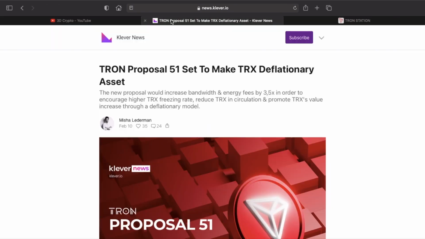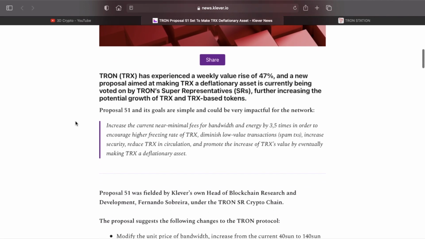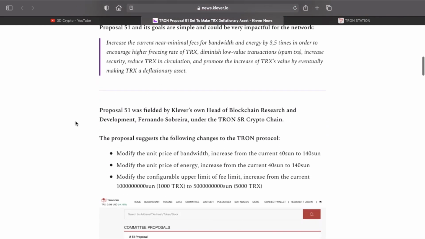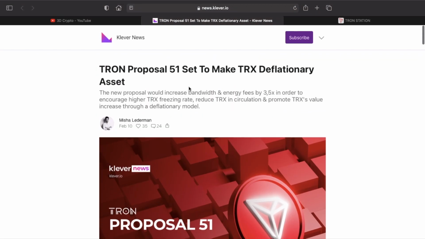Everything that we do in the Tron blockchain costs money through transaction fees, and the Tron network and the Tron Foundation put forward Tron Proposal 51, which made TRX a deflationary asset, and it increased in the process bandwidth and energy fees by 3.5x, so by 350%, which basically means that interacting with anything on the Tron blockchain is now 3.5 times more expensive than it was before. And this is the second price increase in the last 3 months.